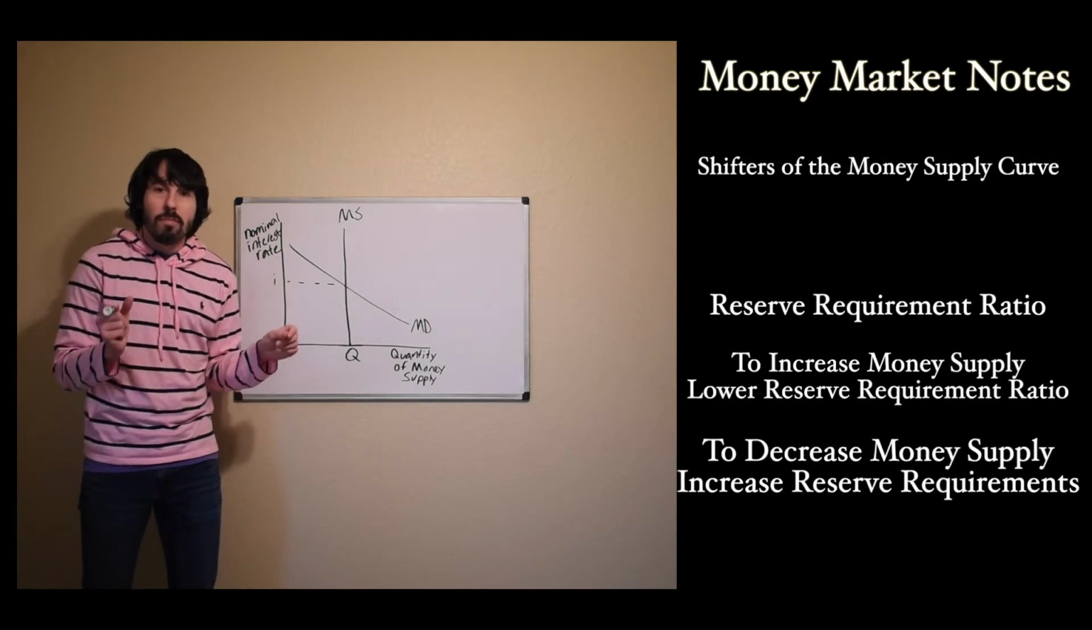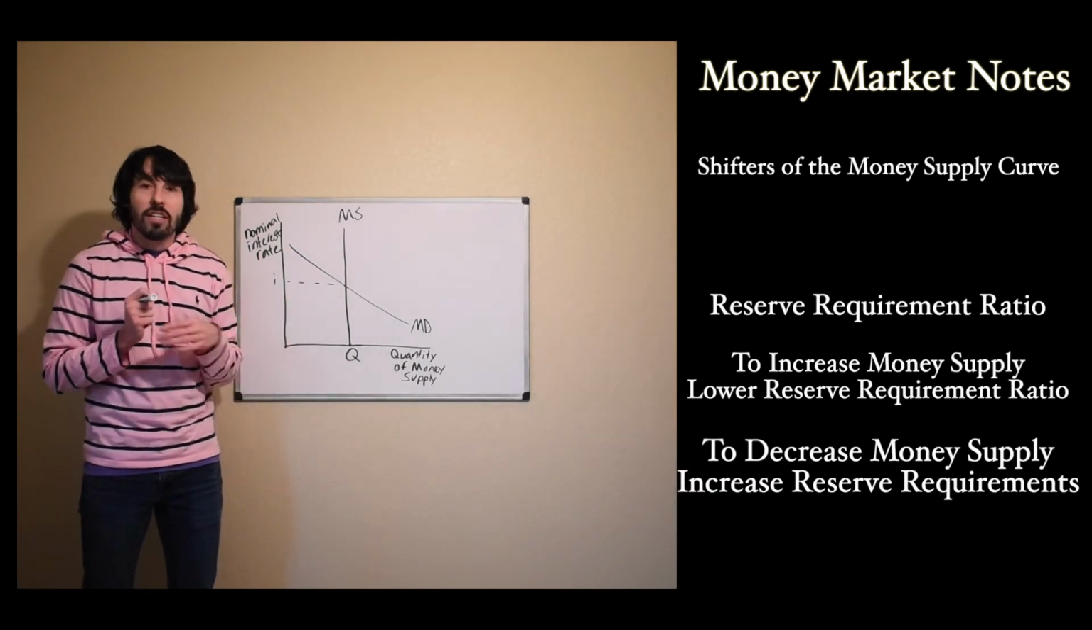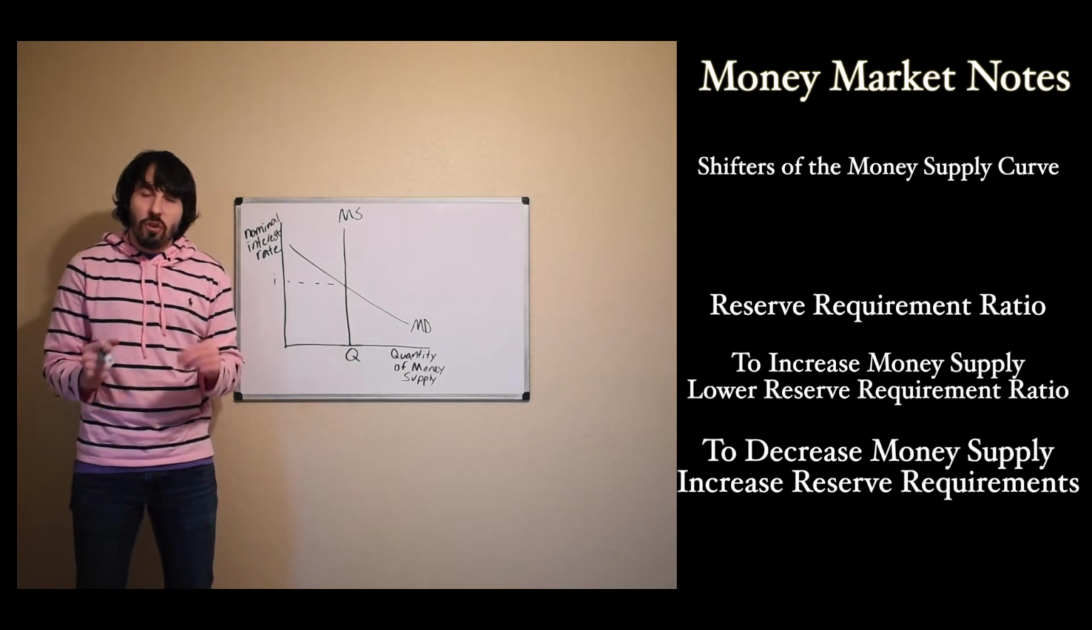The second tool of monetary policy that affects the money supply curve is going to be the reserve requirement ratio.